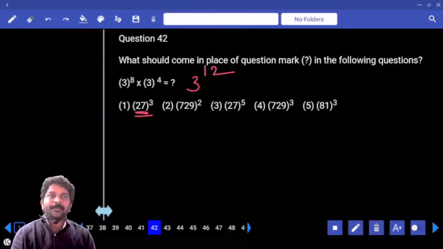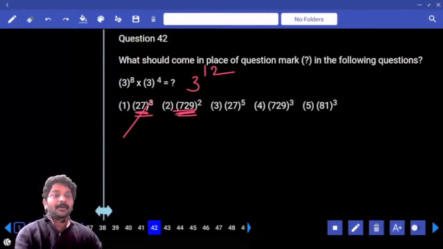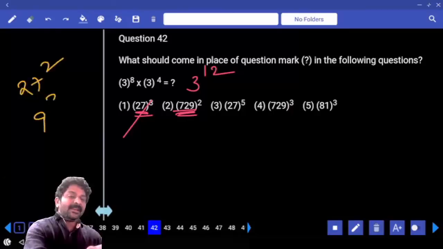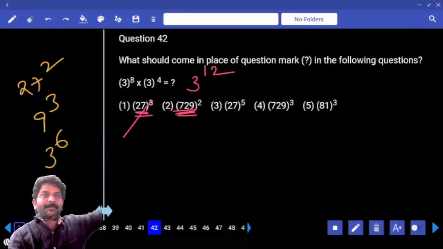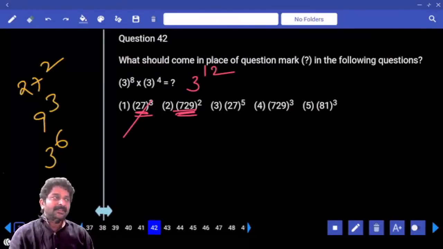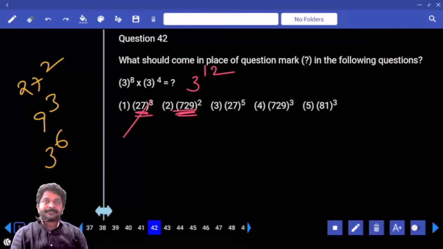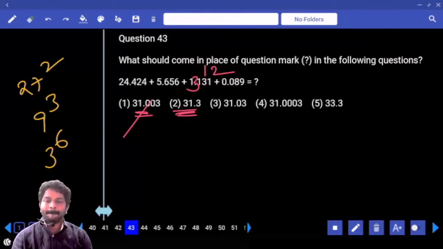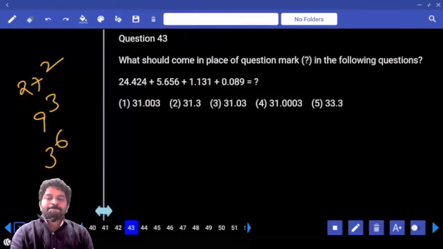27 can be written as 3 cube to the power of 3. That is 3 power 9. But our number is 3 power 12. So this cannot be your answer. This is 27 square, 9 cube. 27 square, 9 cube is 3 power 6 to the power of 2. That is 3 to the power of 12 only. Final answer. Over. Right, next.